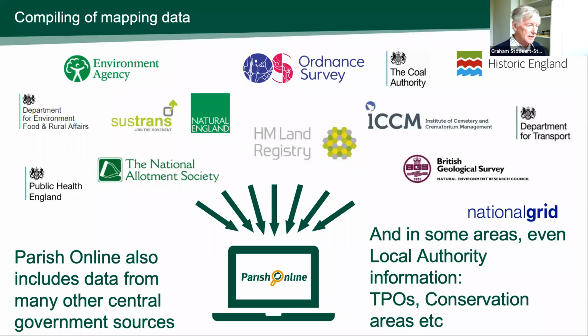The data that comes into Parish Online comes from all over the place. So lots of it comes from government sources. A lot of it comes from NGOs and things like that. So the National Allotment Society is sort of a private enterprise, if you will, but HM Land Registry and the Environment Agency and DEFRA are all obviously part of the government. ICCM is clearly an independent thing. And then down the bottom right, your local authorities can get very good at putting out information into Parish Online, and we will touch on that later.